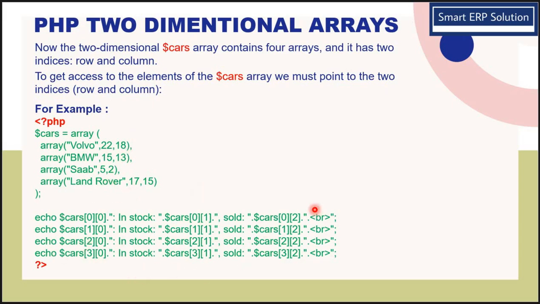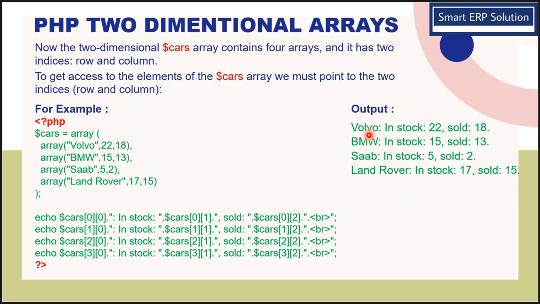How can we display the two-dimensional array? If you can follow the syntax, you can note it down. If you save this program and run, we will get the output: Volvo in stock 22 sold 18, BMW in stock 15 sold 13, Saab in stock 5 sold 2, Land Rover in stock 17 sold 15. This will be the output.